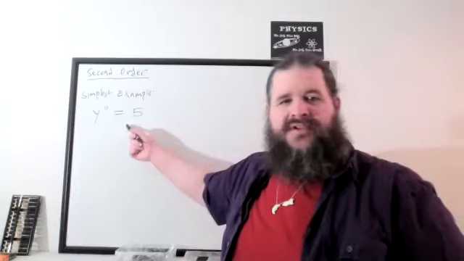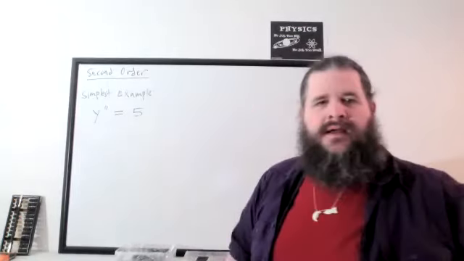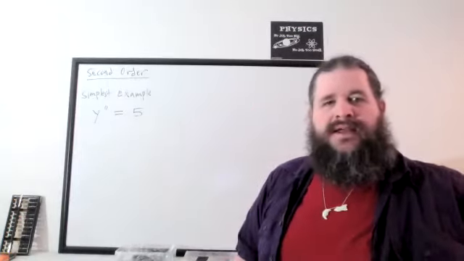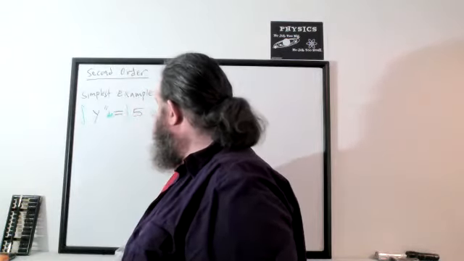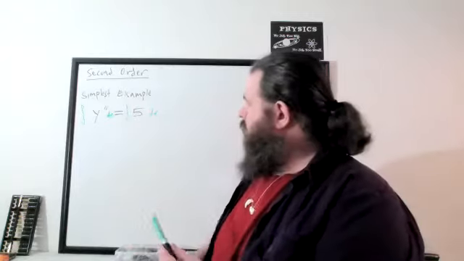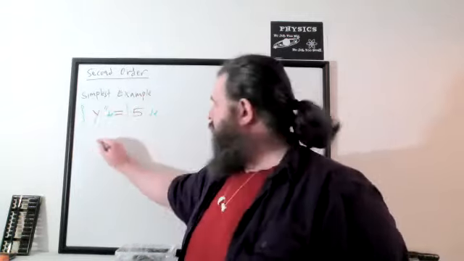So for this simplest possible example, we've got the second derivative of y equals 5. And we can get rid of one of those derivatives by just integrating. Let's say we integrate with respect to t. One of the derivatives cancels out with the integral, so we get y prime equals 5t plus a constant.